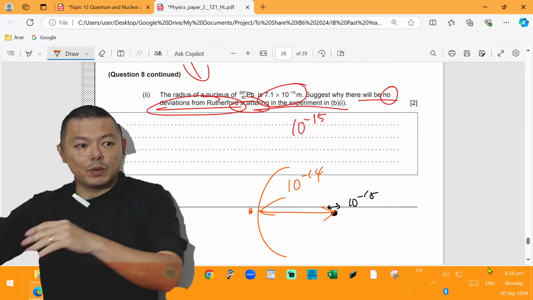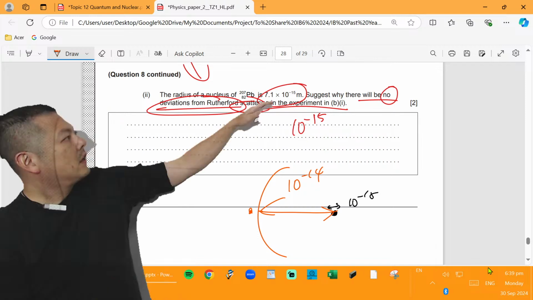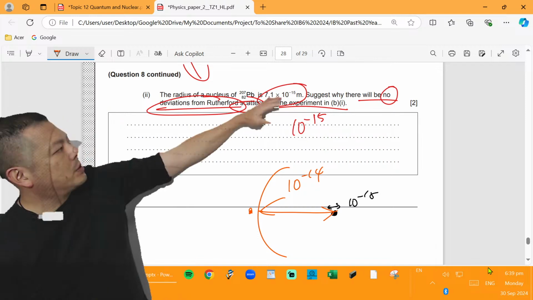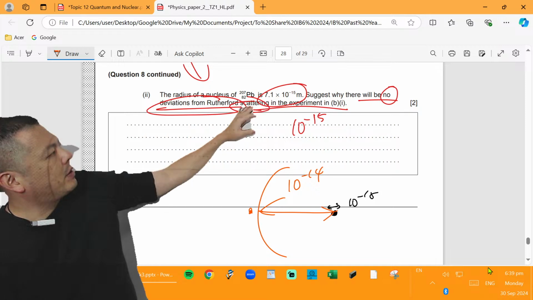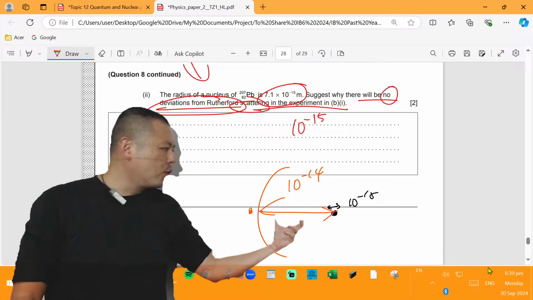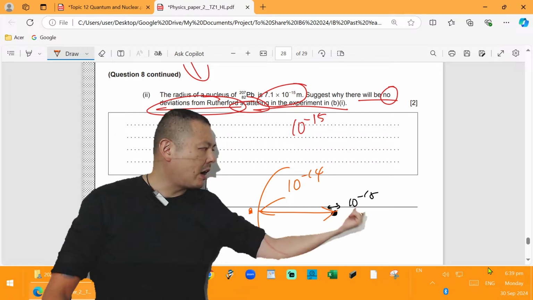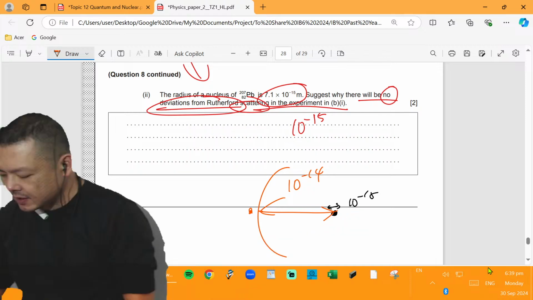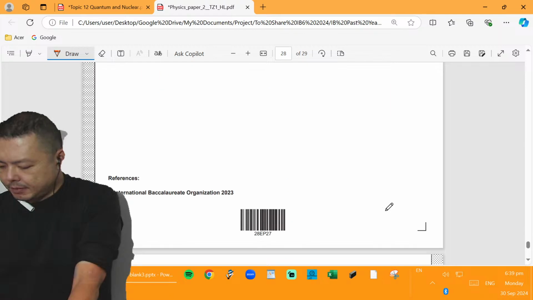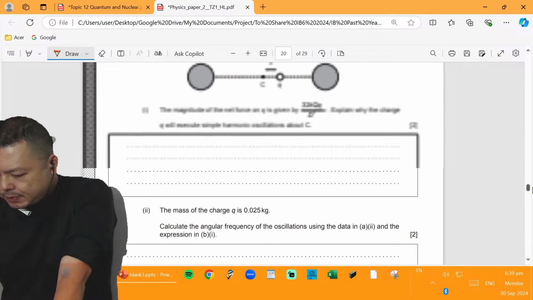The alpha particle will not deviate from the scattering because it's too far away. Strong force cannot take effect on the alpha particle. Range of strong force is 10 to the power minus 15. Good. All right. Yeah, that's pretty much it.